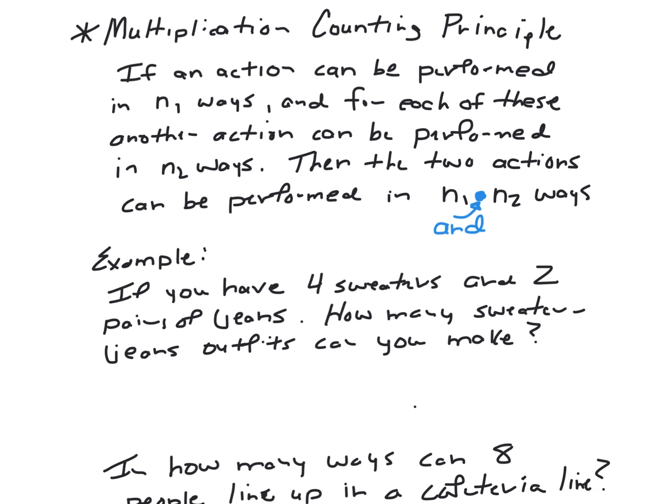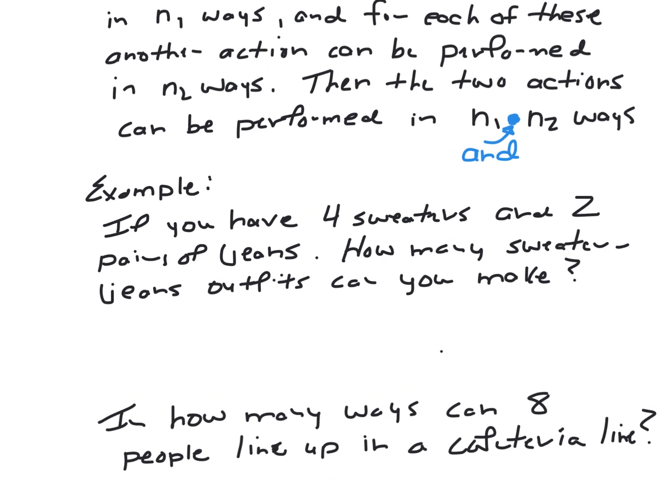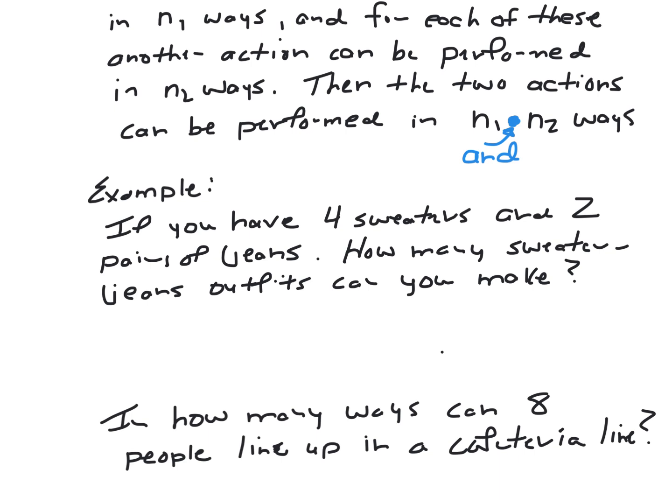Okay, so a couple examples here. If you have 4 sweaters and 2 pairs of jeans, how many sweater jean outfits can you make? So in this situation, one of the actions is that the person has to choose a sweater. They could do it 4 ways. The next action is then they need to pick out the pair of jeans to wear, which they could do 2 ways. And then we're going to multiply these together. So there would be a total of 8 different sweater outfits.